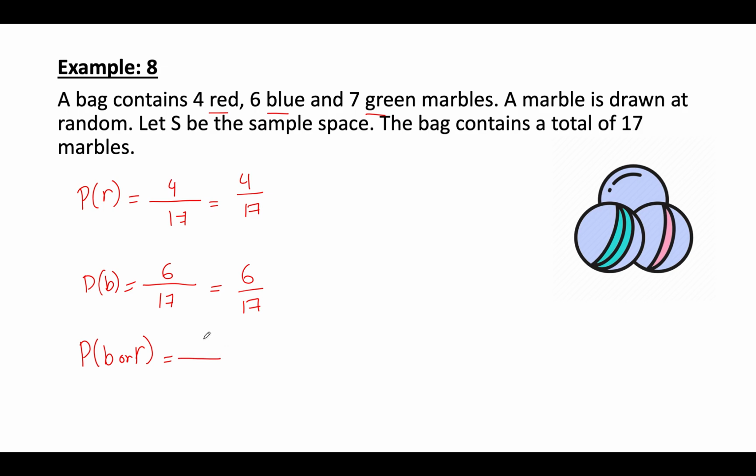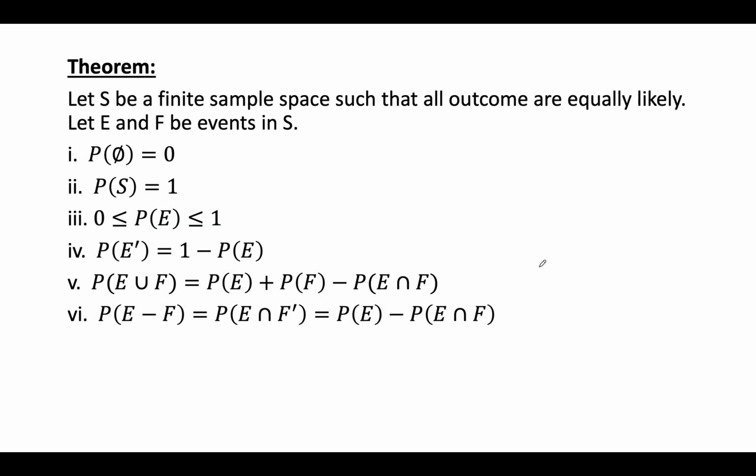So how many can I do here? I either get one of the 6 blue marbles or one of the 4 red marbles, so I can get 10 out of the 17. Here we've got 10 over 17, and this is my probability. Okay, so we got here a theorem.